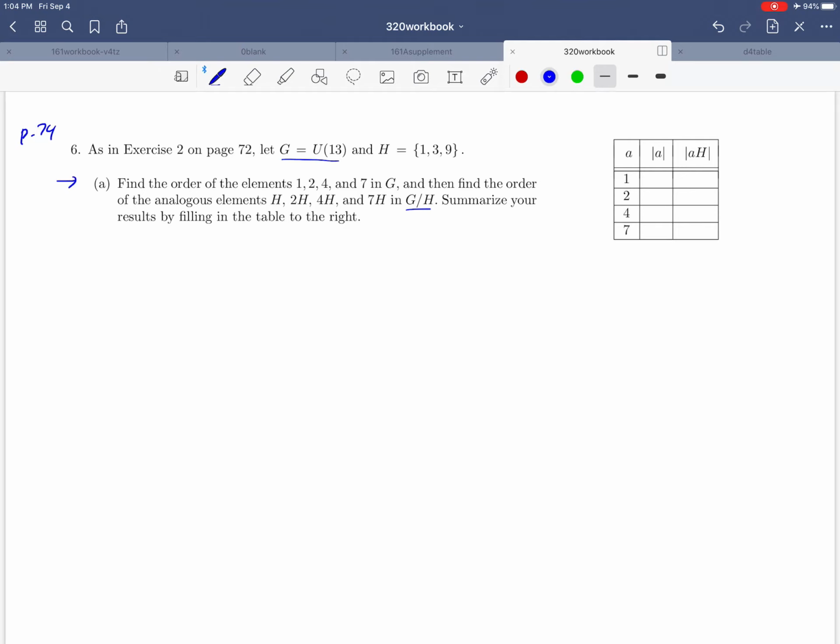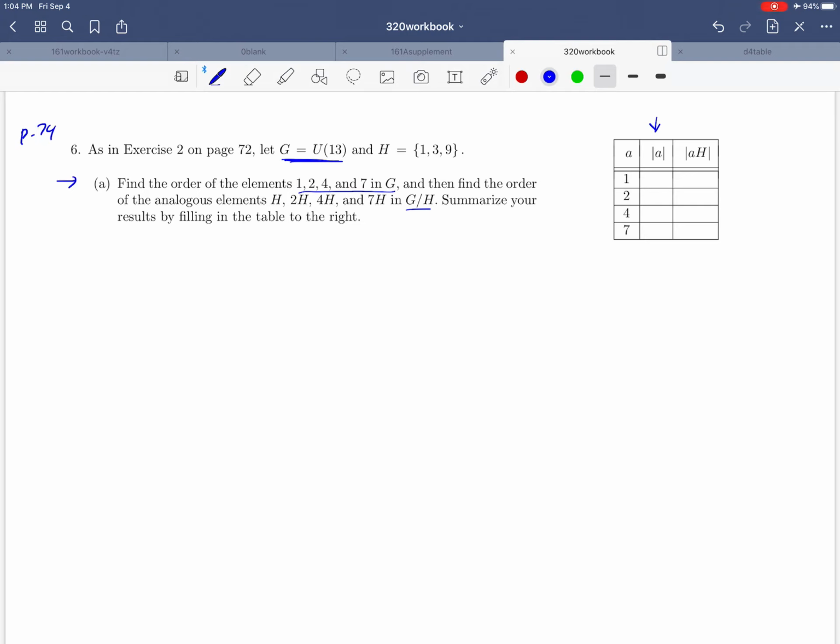Okay, so we've got some calculating to do here. Let's start by just doing the calculating in the group G. We're going to put the answers that we get in the first column of our table here, the order of those four elements. You might recall from exercise 2 that U13 has 12 numbers in it. It's just the positive integers from 1 through 12.